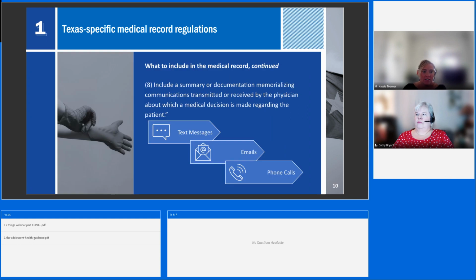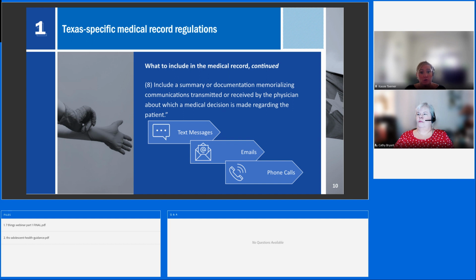So moving along back to chapter 165, and Kathy, I echo that. I had this downloaded to my phone and numerous places so I could keep up with chapter 165, because we do reference it quite frequently, because this is the foundation of what is required for documentation. So the next component of what is to be included in the medical record is any summary of documentation memorializing communications transmitted or received by the physician where a medical decision is made regarding a patient.